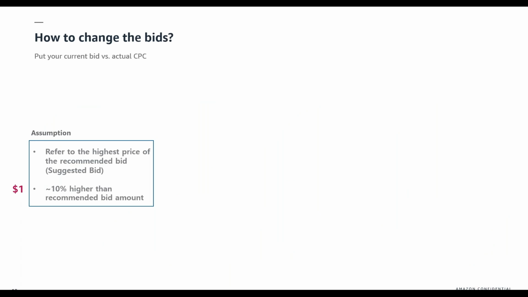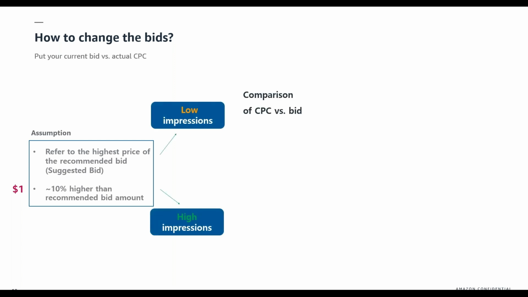So for most sellers, when you go onto Ads Console, I want you to start adding a metric called CPC, cost per click. Essentially, you want to always compare your CPC versus your bid, the keyword you're bidding on. For example, Bluetooth keyboard. If the recommended bid from Amazon is $1, our bid should always start at around 10% higher than the Amazon recommended bid amount.